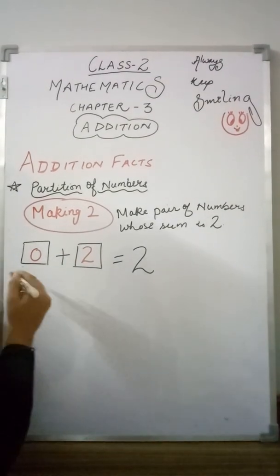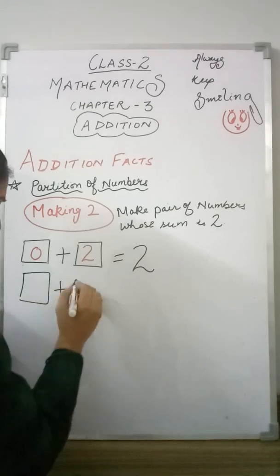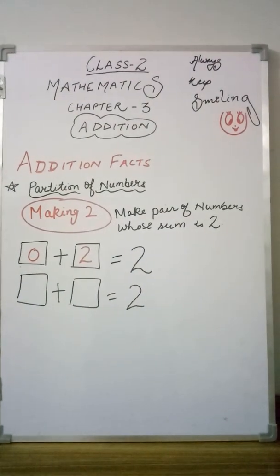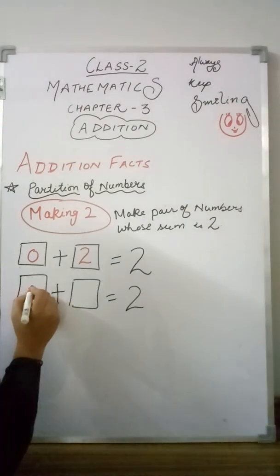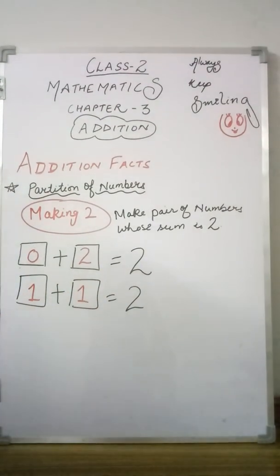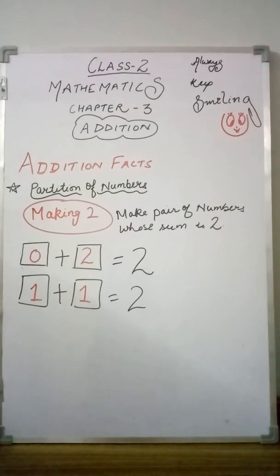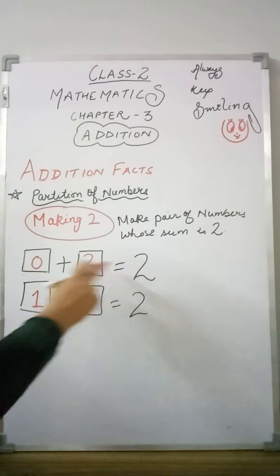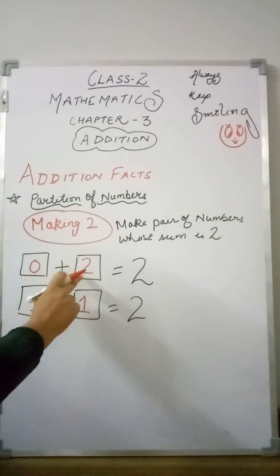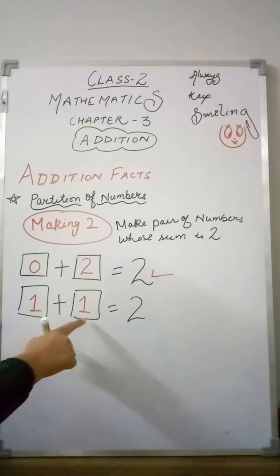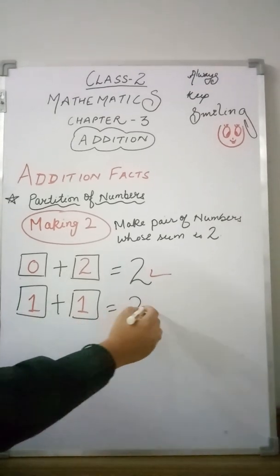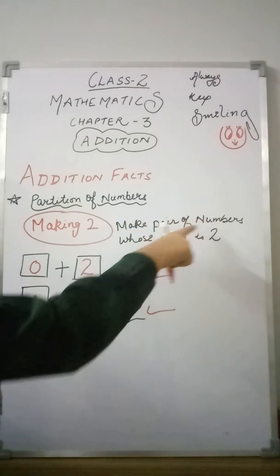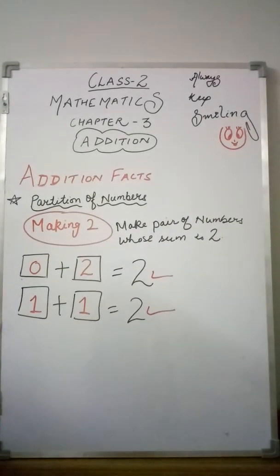Let's take any other number to make a sum 2. Is there any other number? Any other pair is also there? Yes. 1 plus 1. This is a second pair whose sum is again 2. So this is called a partition of numbers. I make a partition of numbers 0 and 2 and then the sum is 2. Here I make the partition 1 plus 1, again the sum is 2. This is called making 2. Make pair of numbers whose sum is 2. So this is called making 2.